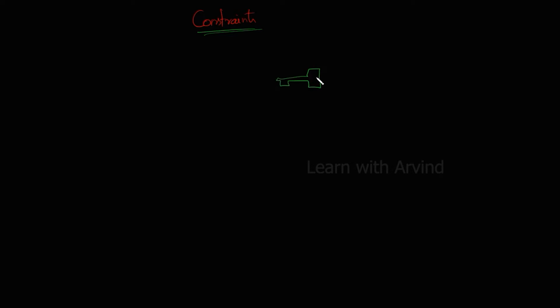Consider we have a key, and that key is tied to a string of length 1 meter. Now, if you grab one end of the string and spin it, the key would move in a circular motion. This key is restricted to move in a circle. There is a restriction on this key. This is what we mean by constraint. Here the constraint is the string.